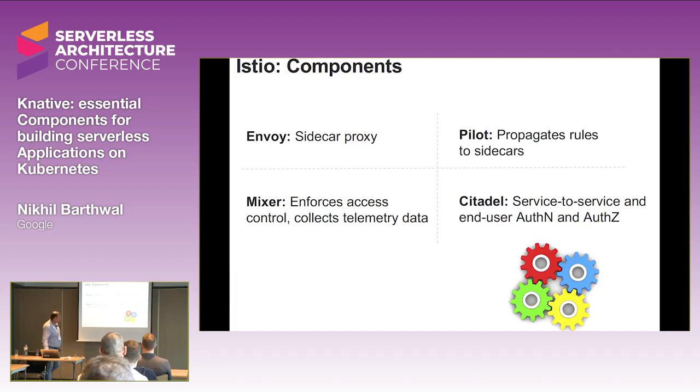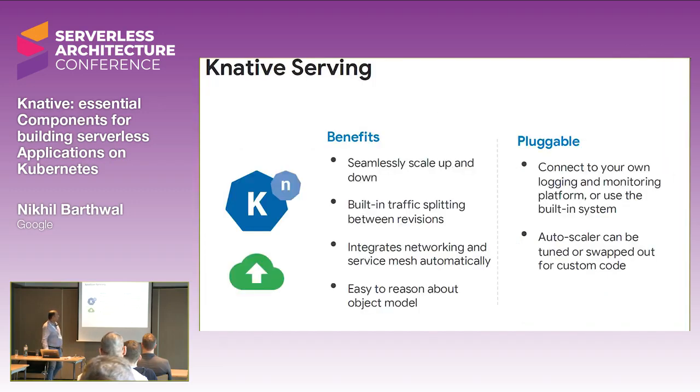Anyway, so let's move to the primitives for Knative. Serving is the first primitive. The benefits are that I can seamlessly scale up and down, which is basically one of the characteristics of serverless. I can have built-in traffic splitting. I'll have an example on this, but I did mention that you can create different revisions and you can split the traffic. And then I can integrate network and service mesh.